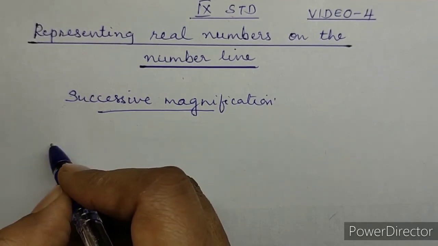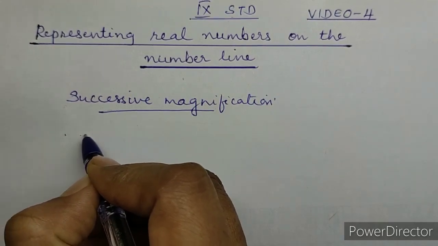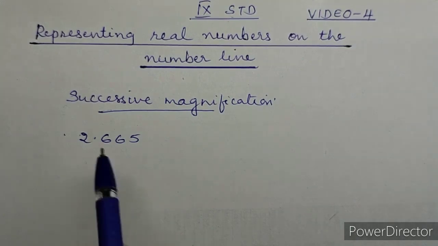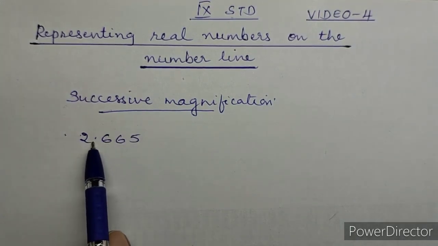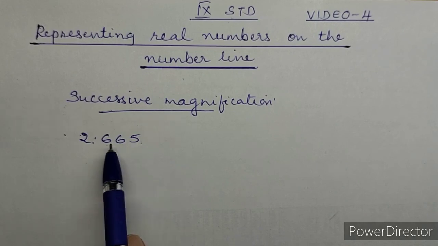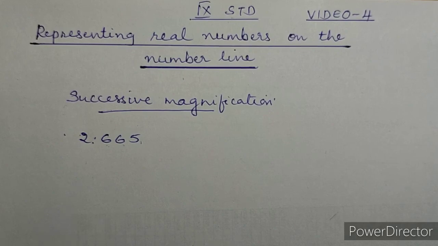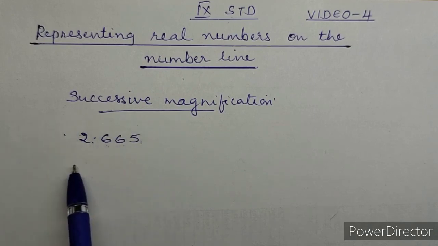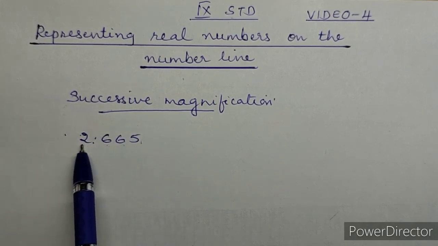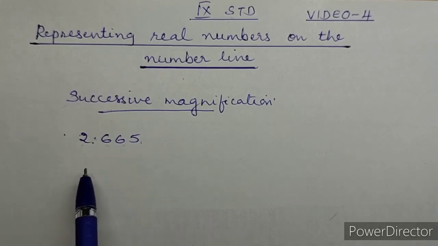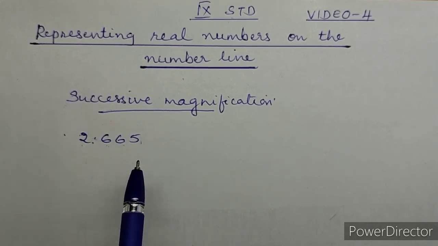For example, I will show you one example: the number 2.665. After the decimal there are 3 digits: 6, 6, 5. So you have to draw 3 number lines to get the correct point of 2.665. This decimal lies between 2 and 3, because it is 2 point something.